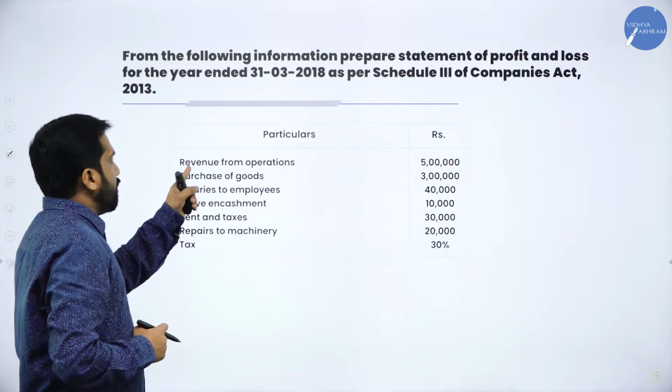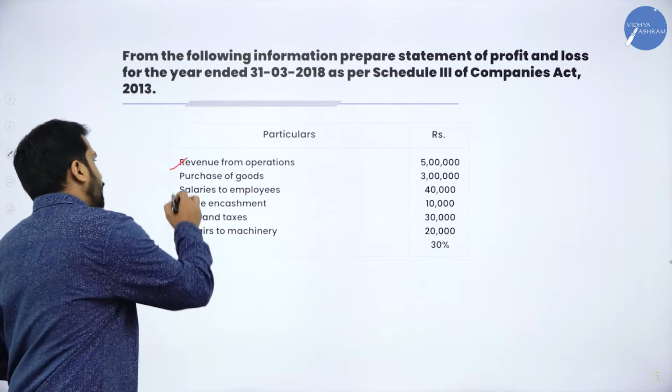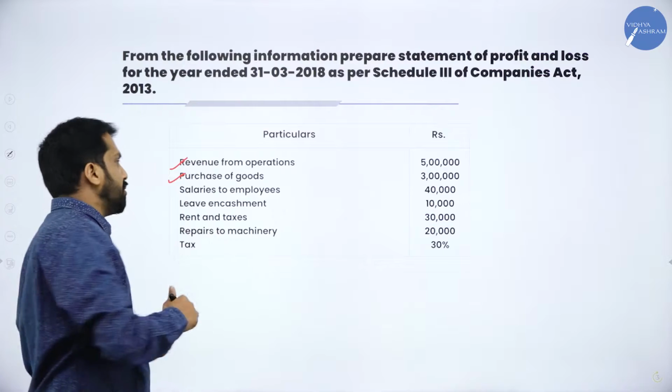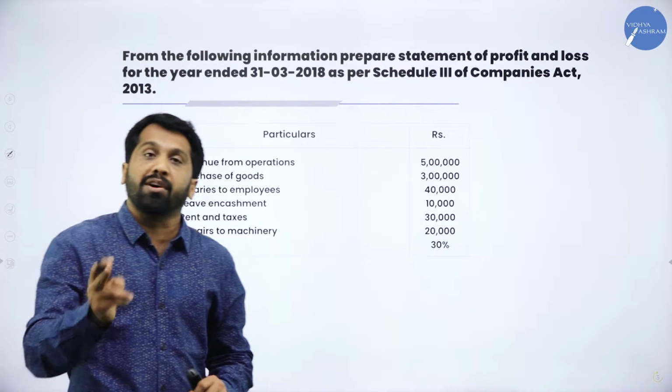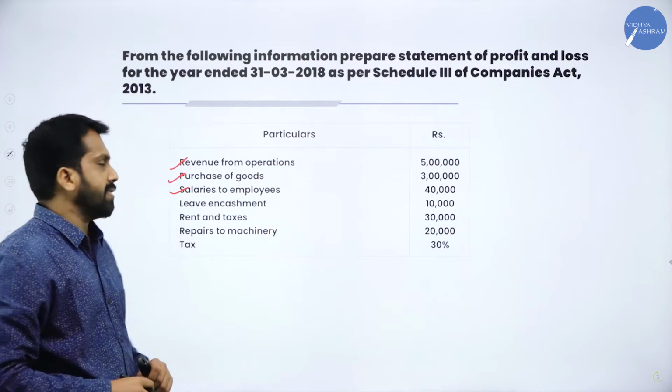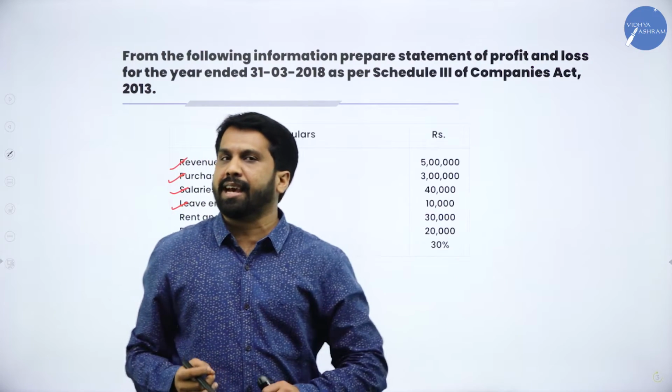Now, revenue from operation, you know where to write. Purchase of goods, you know. Salary to employees, it goes where? Employee benefit expenses. Leave encashment, it goes where? What do you mean by leave encashment?